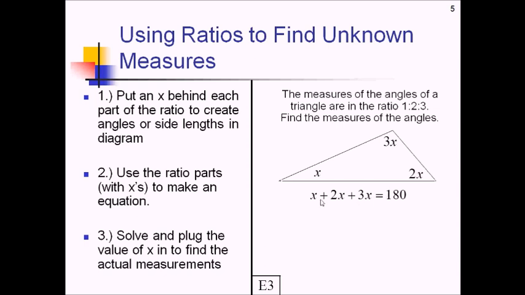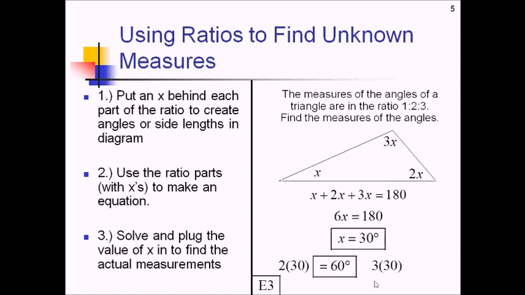So we've got 6x equals 180. So x is then going to be 30, and 30 happens to be one of our angles, so 30 degrees. And then we can just multiply x by these other ratios to get the other angles here. So we've got 2 times 30, which is 60, and 3 times 30, which is 90.